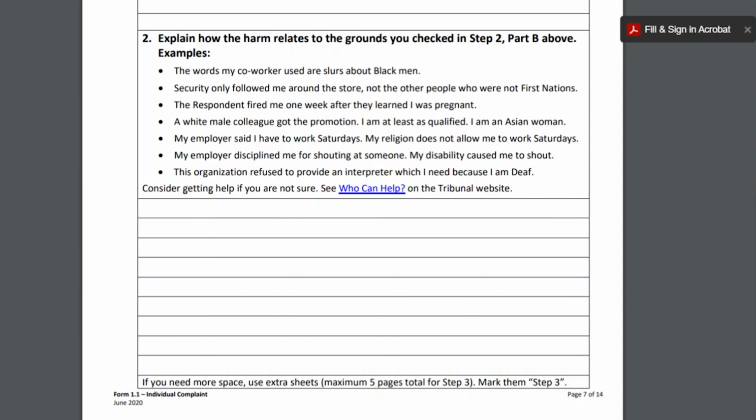For this section, you can add up to 5 additional pages. If what you experienced was ongoing or you were discriminated against in a wide variety of ways, this is your opportunity to point all of that out.